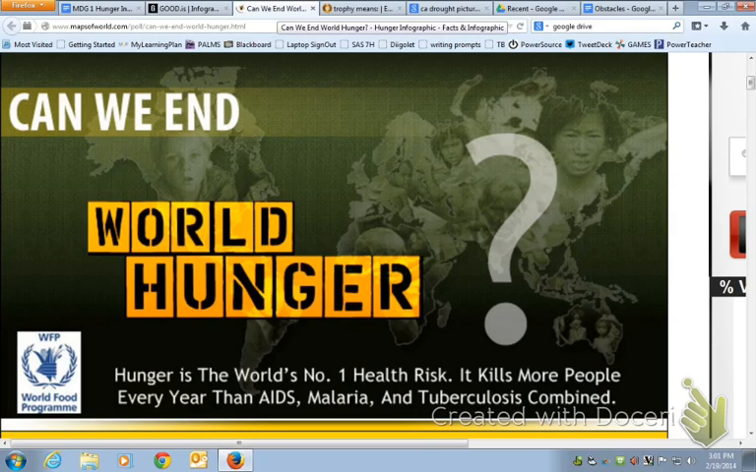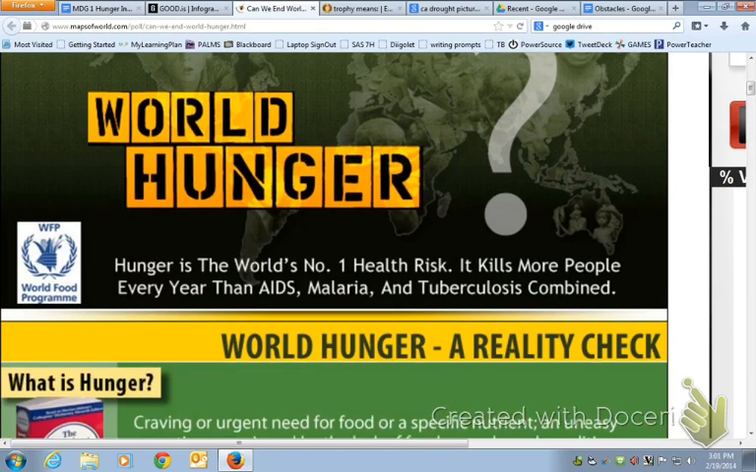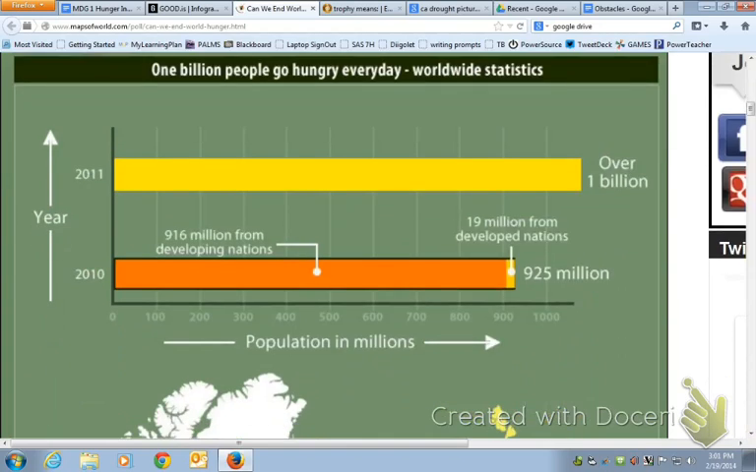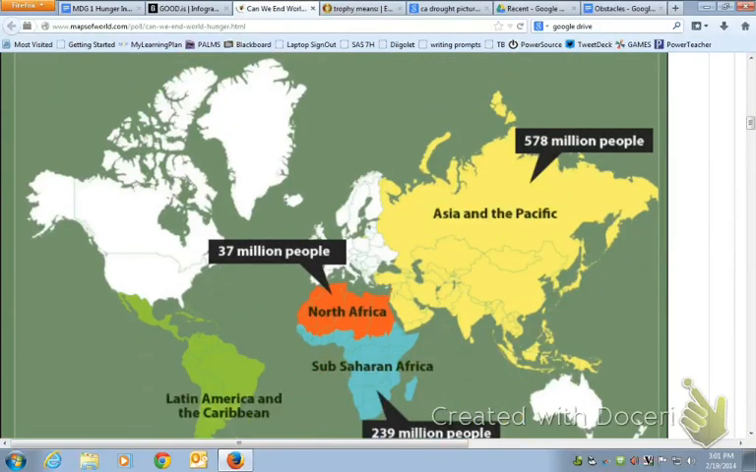All right, so looking at this infographic, it's long and some of it I find kind of surprising, but I think that it has a lot of valuable information for us. They define hunger, which we know. They graph the amount of hunger. They show a map. And again, I think this reaffirms what we already know.